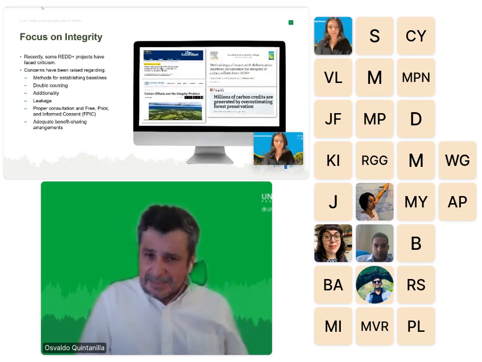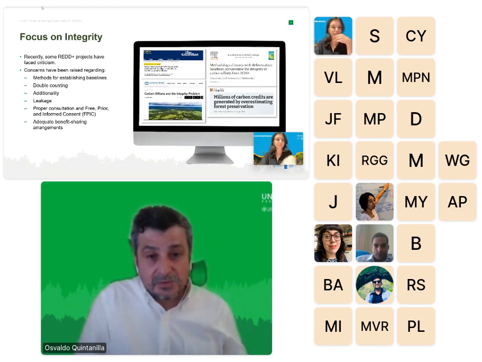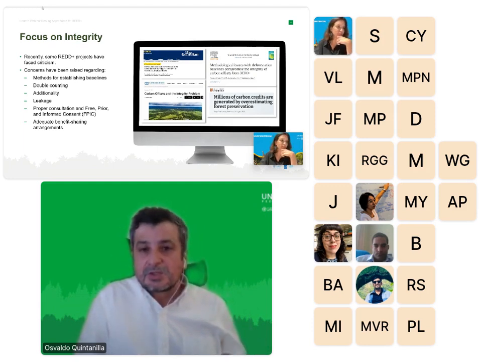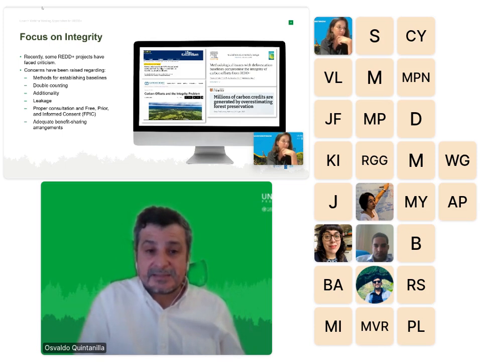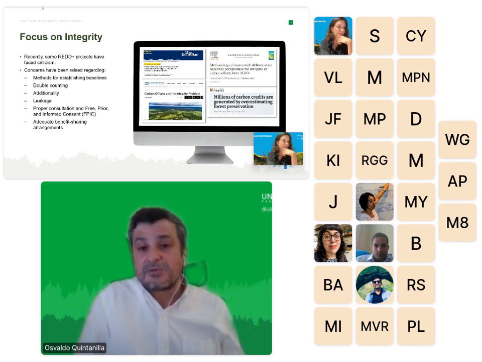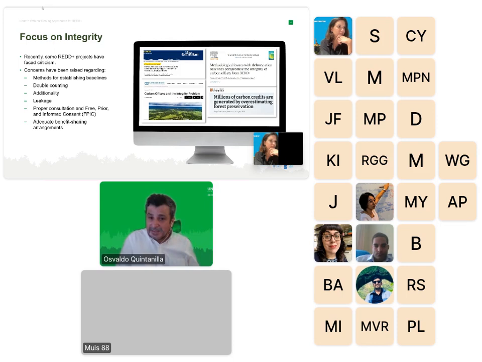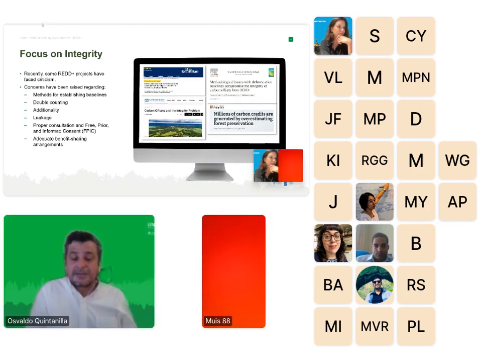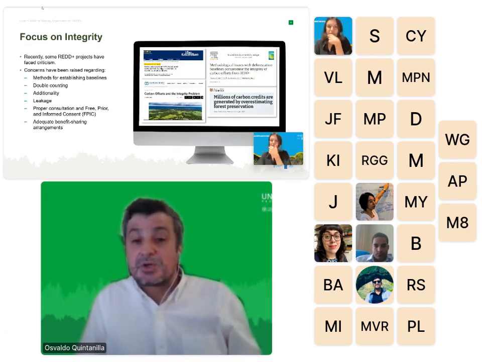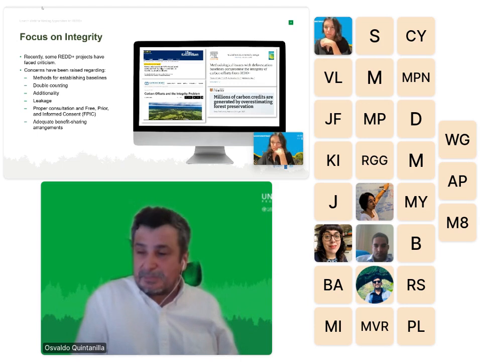REDD+ activities often operate at the project level and rely on diverse financing sources and requirements. However, some projects have faced criticism in recent years for issues such as baseline setting, consultation process, and or benefit sharing. To address these challenges, it is crucial for countries to reconcile project-level efforts in a way that maintains both environmental and social integrity and ensures compliance with international climate commitments. So nesting plays a key role here.